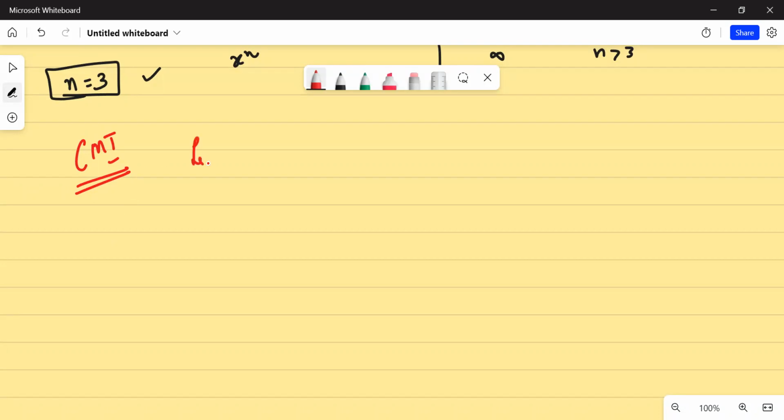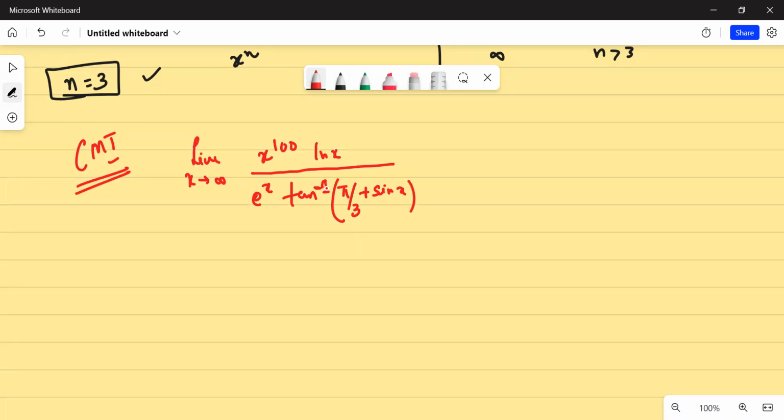One needs to find the limit as x tends to infinity of x raised to power 100 ln x divided by e raised to power x, times tan inverse of pi by 3 plus sin x. Okay, I'll do it for you, don't worry.